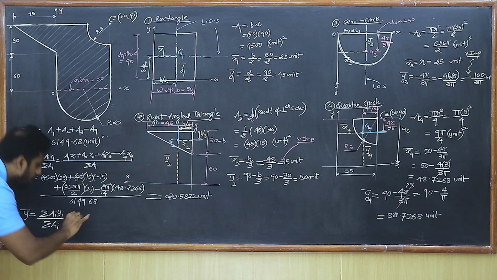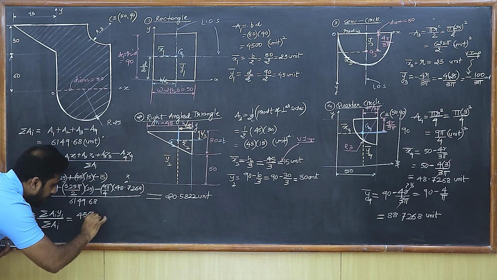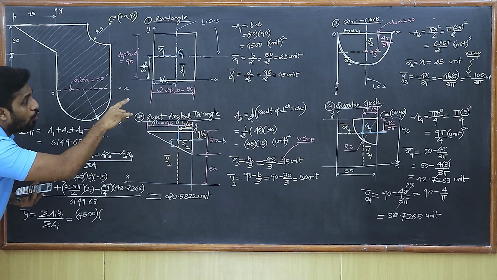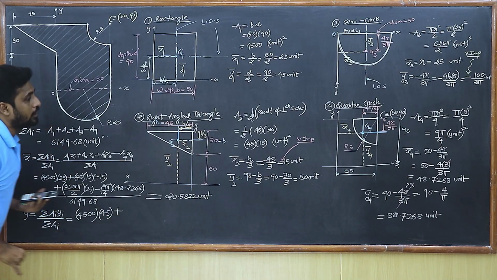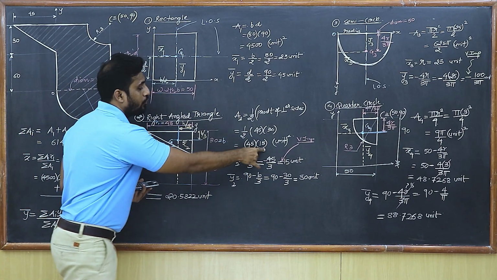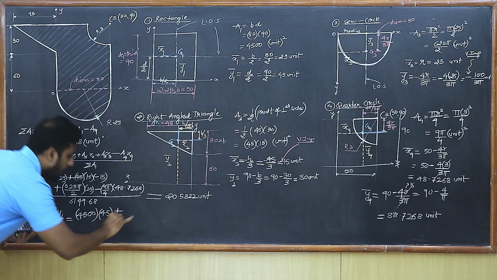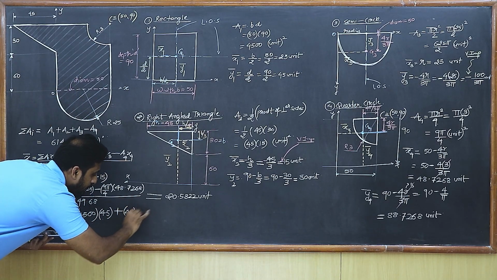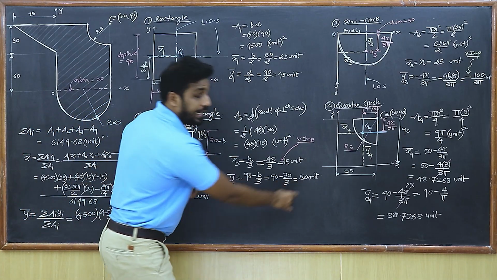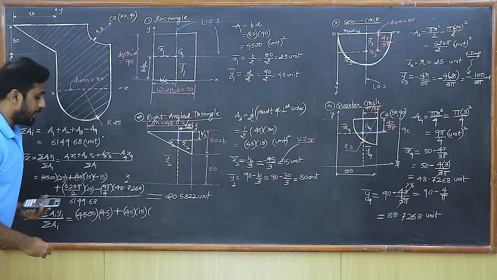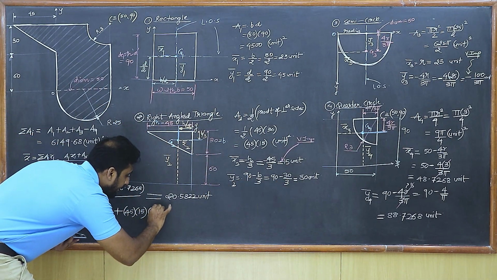So I write here 4500 into what's y1 bar? It is 45. Then plus what is a2? a2 is 45 into 15. So I write here 45 into 15 into what about y2 bar? It is 80, isn't it? So I write y2 bar as 80. So let's write here 80.